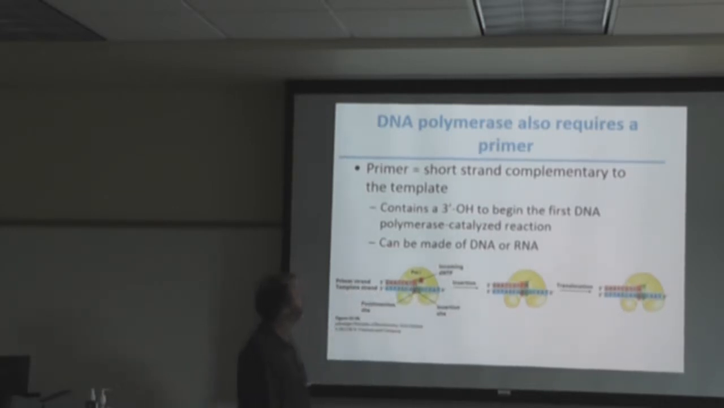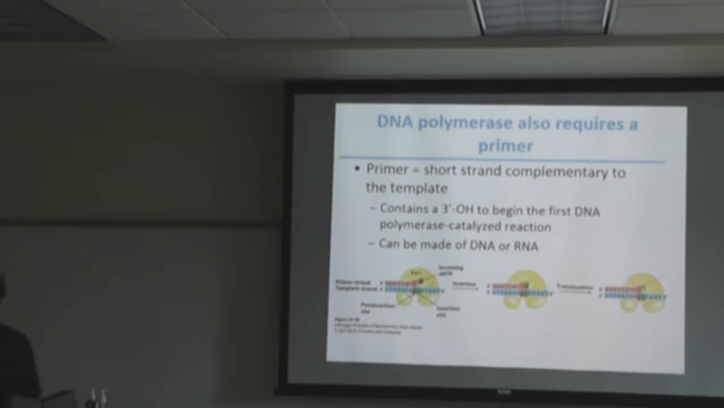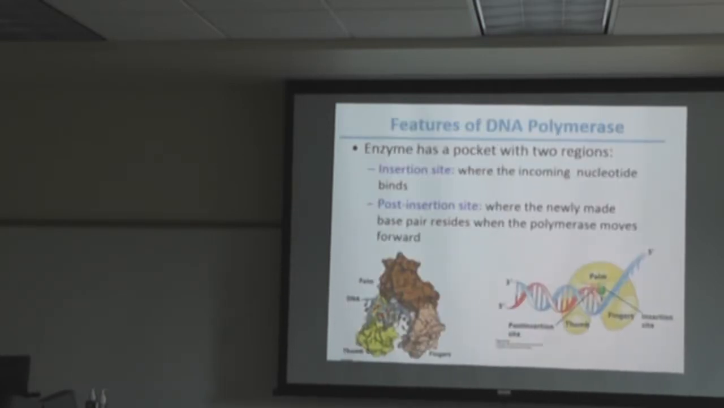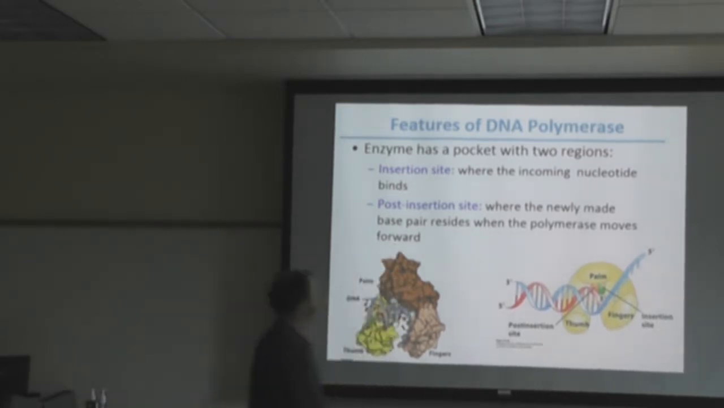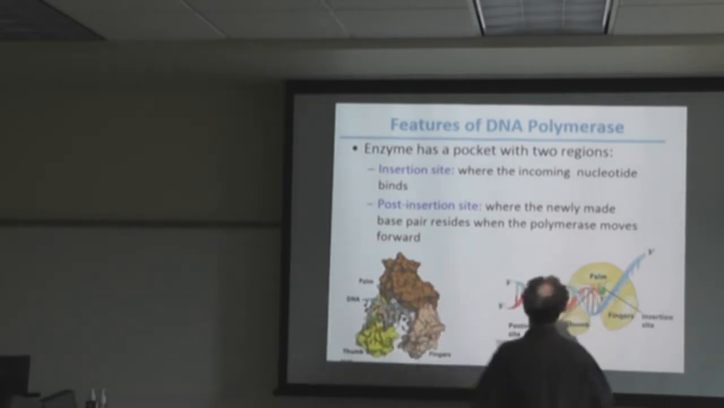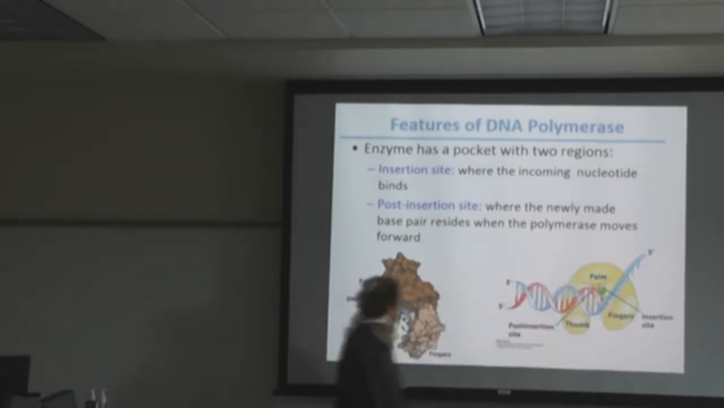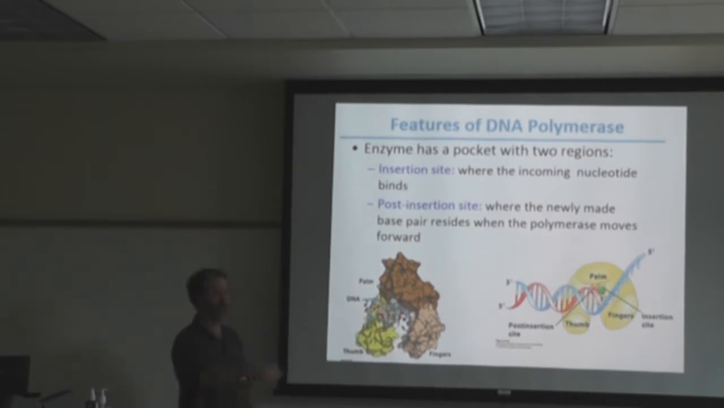adds this primer. So some features of DNA polymerase: there's an insertion site where the incoming nucleotide binds, and a post-insertion site where the newly made base pair resides when the polymerase moves forward. And you can think of it, everybody says it looks kind of like a hand wrapped around, where you have the thumb and the palm, and then the insertion site and the post-insertion site. And then it just moves right along. And there's a proofreading activity that this has.